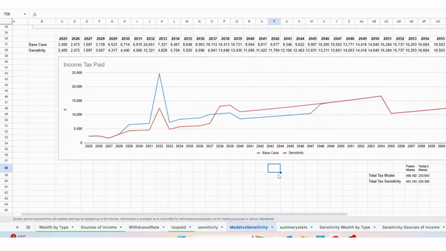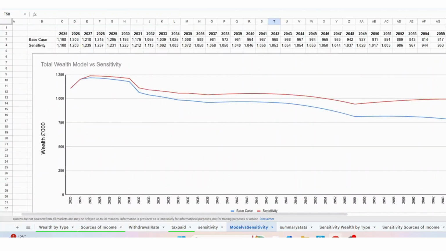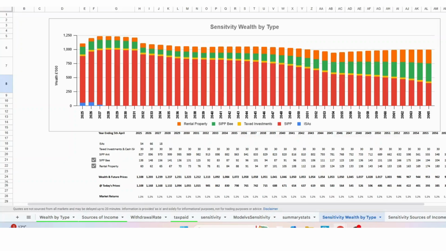And then because we're investing what we would have given to HMRC, we end up with a higher amount of wealth. So now here with our sensitivity wealth by type, it's a lot more healthy, doesn't quite decline by as much. So we've been quite successful with a tax strategy to maximize our overall wealth in retirement.